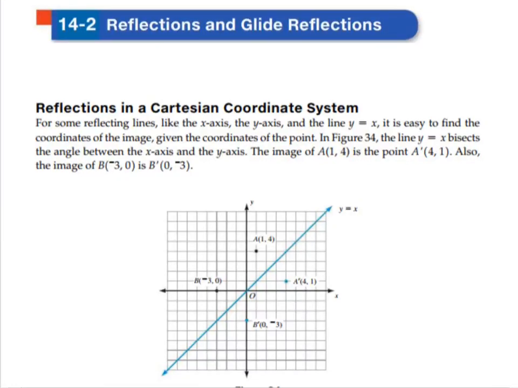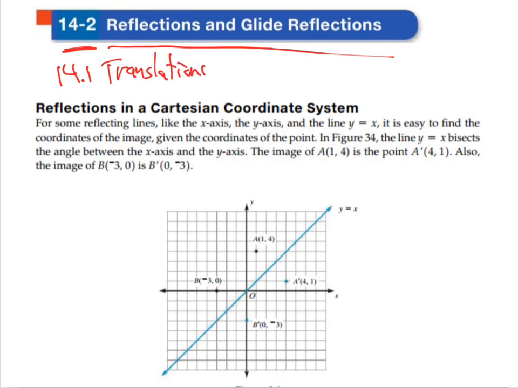Here is section 14.2, reflections and glide reflections. So basically we're reflecting things across lines. Chapter 14 is all about transformations, how we change things. In 14.1, we did translations, which means we moved them. That's movement.